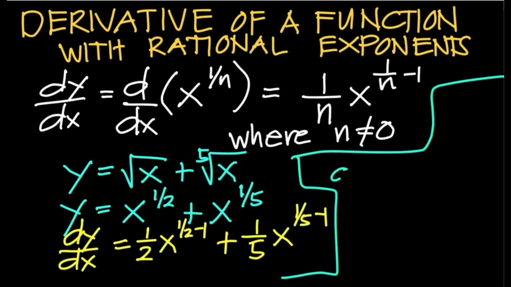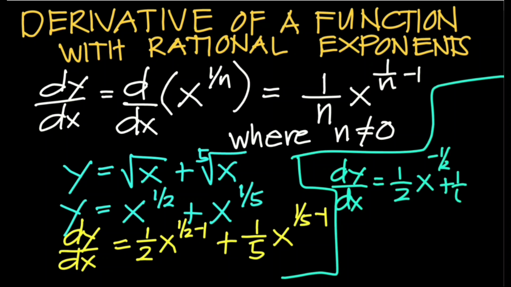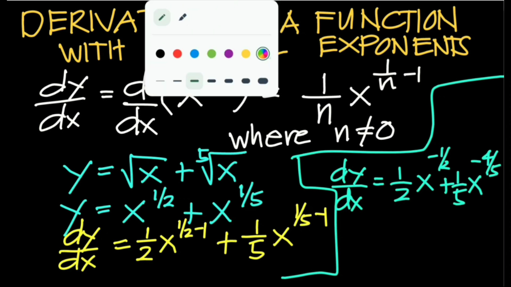And this would be dy over dx equals 1/2 times x to the 1/2 minus 1, which is negative 1/2, plus 1/5 times x to the 1/5 minus 1. So that is 5 divided by 1/5 times negative 1 is negative 5. So this is x to the negative 4 over 5.